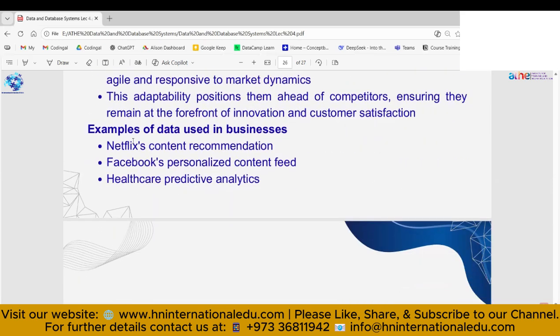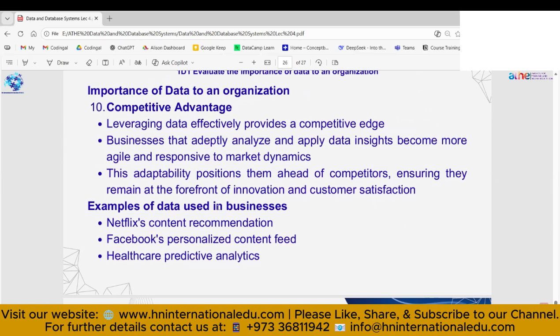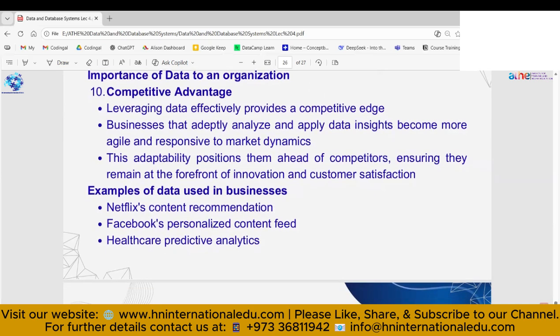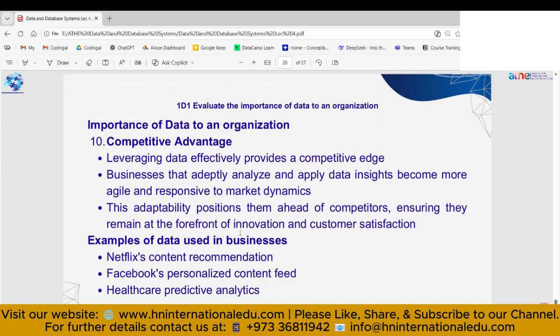If we see some examples of data used in businesses, the first one is the Netflix content recommendation. Whenever you open Netflix or YouTube, whatever you have searched in the search bar will come up in your recommendations. Then Facebook's personalized content feed: whatever type of post you like on Facebook, whatever reels you see, they will come in your feed the next time you open the app. And lastly, an example is healthcare predictive analytics. All of these are different examples of data used in businesses.